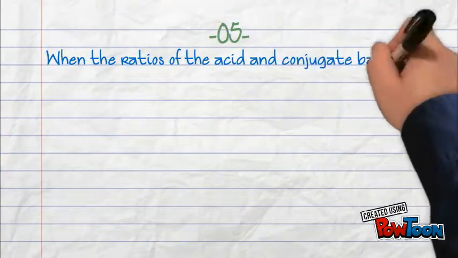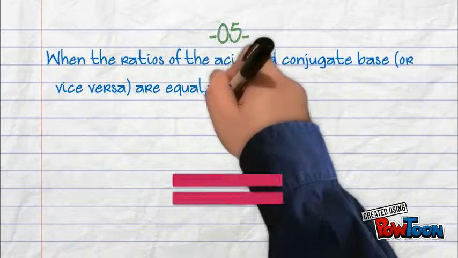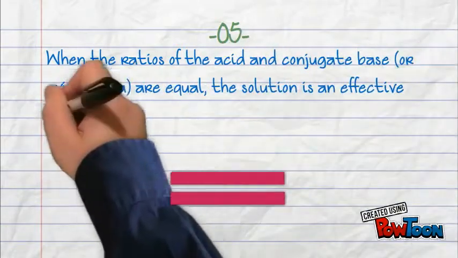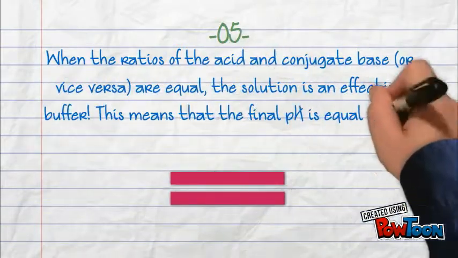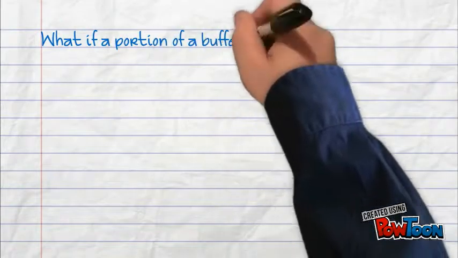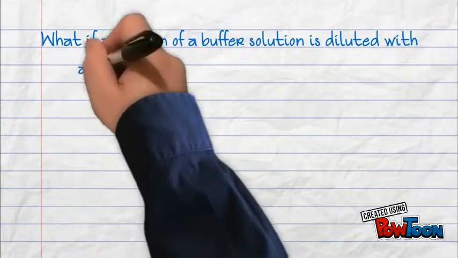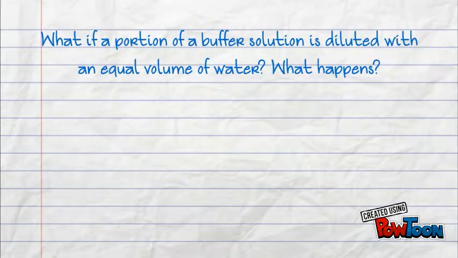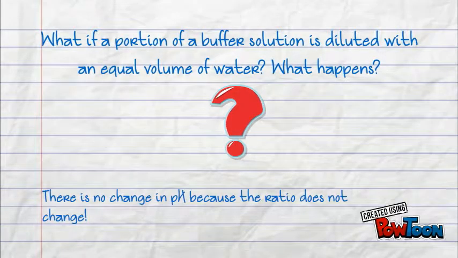When the ratios of the acid and conjugate base or vice versa are equal, the solution is an effective buffer. This means that the pH is equal to the pKa or the pOH is equal to the pKb. What if a portion of a buffer solution is diluted with an equal volume of water? What happens? There is no change in pH because the ratio does not change.